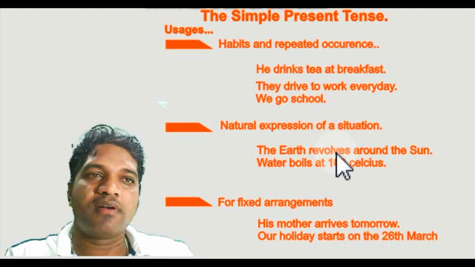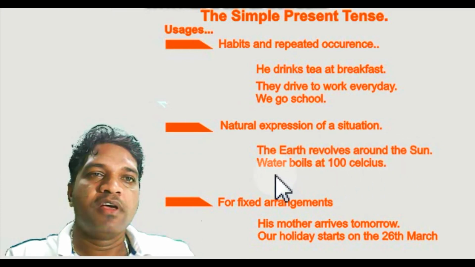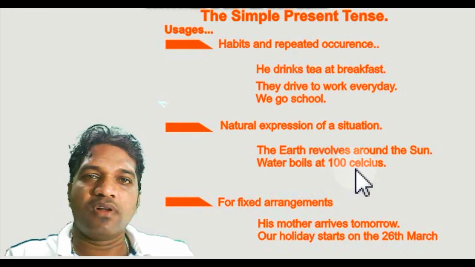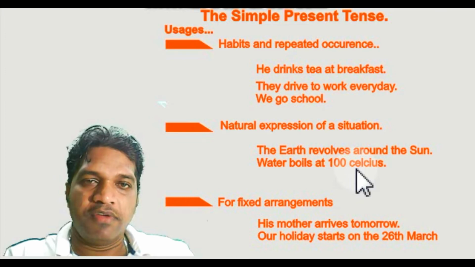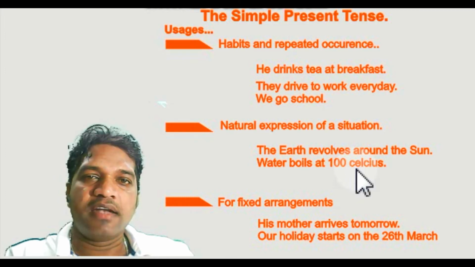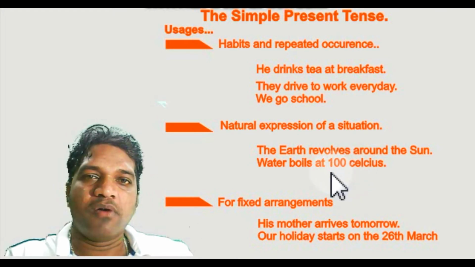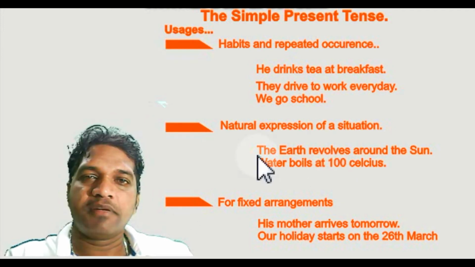The earth revolves around the sun. It's a natural thing. We'll take this one: water boils at 100 degrees Celsius. This one is also a natural thing, a fact. When we boil water, at 100 degrees Celsius, it boils. You know that one. So to tell about these natural things also, we use the simple present tense.